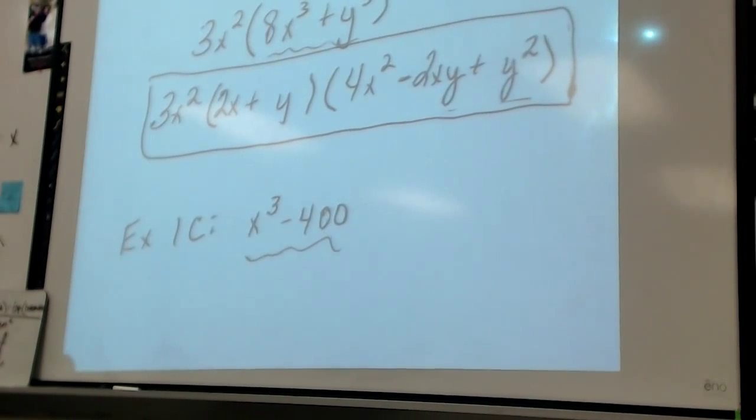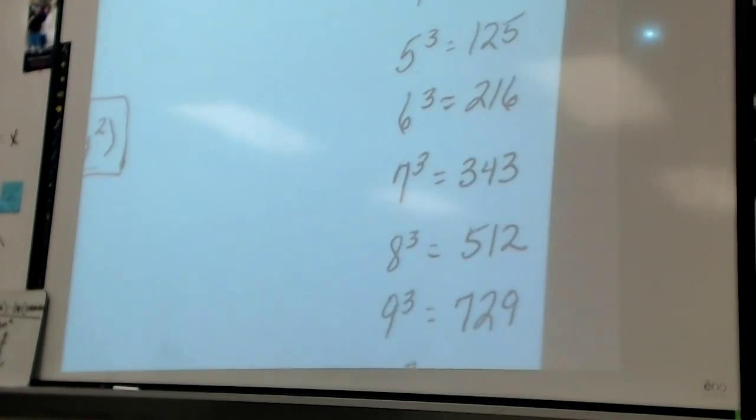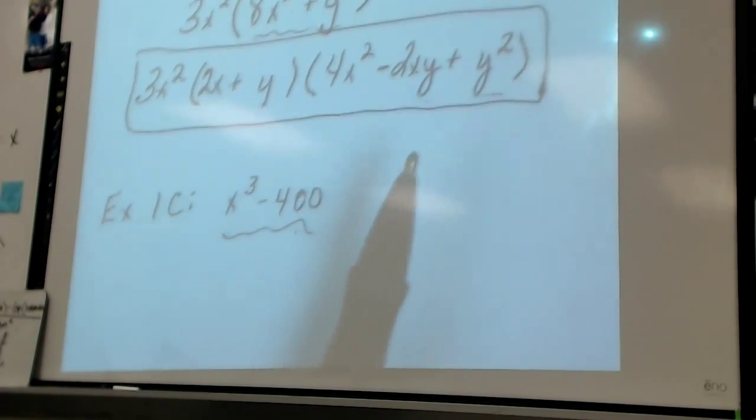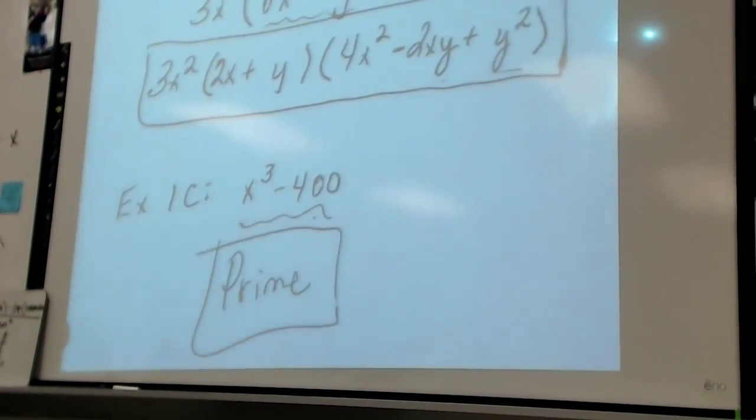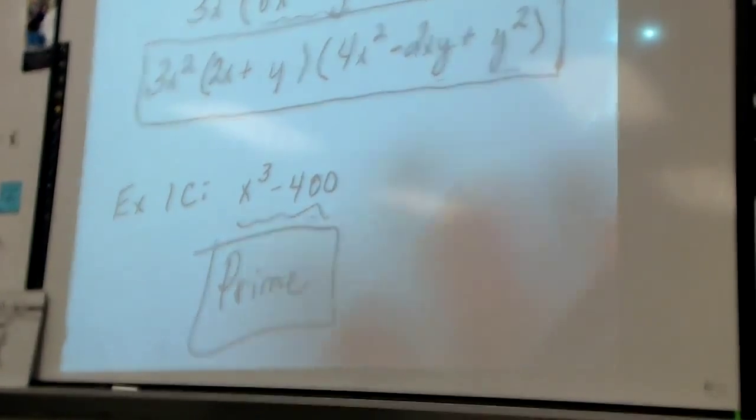So, what am I looking for? We're looking for a difference of cubes. All right. Do we have a perfect cube minus a perfect cube? Very good. The first one's a perfect cube, but what about 400? So, this one is not factorable, which means that it is. Yep. Very good.